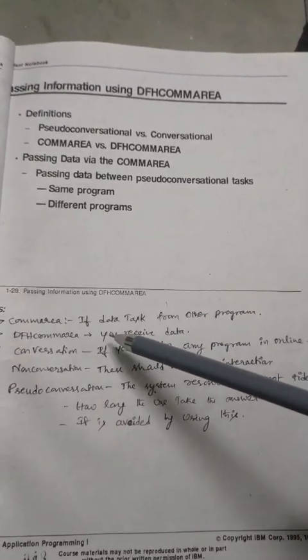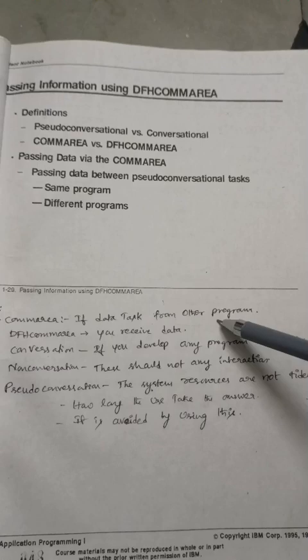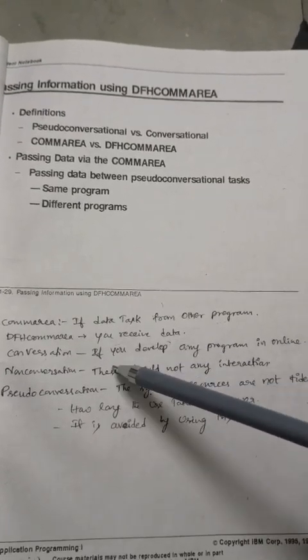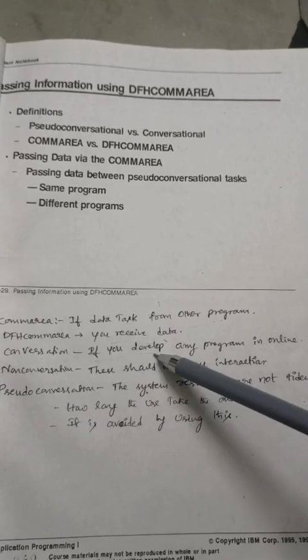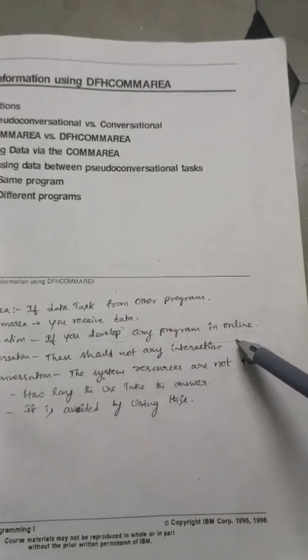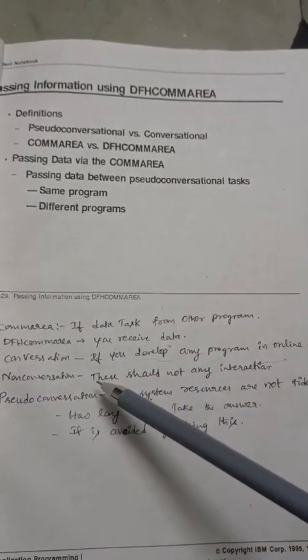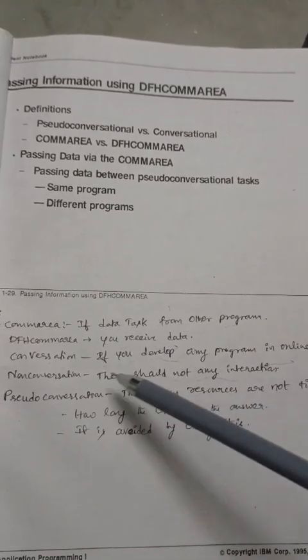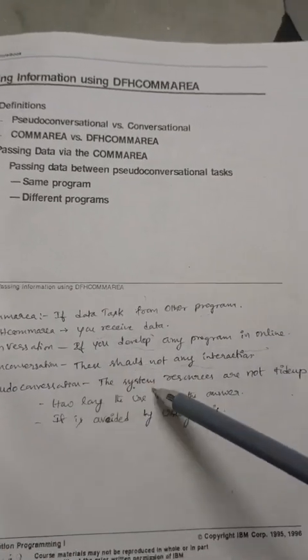What is the COMMAREA? The data is passed from another program, and DFHCOMMAREA will receive the data. What is a conversation? If you develop any program online, that is a conversation. Non-conversation means there is no interaction typed by the user. That is the difference between conversation and non-conversation.